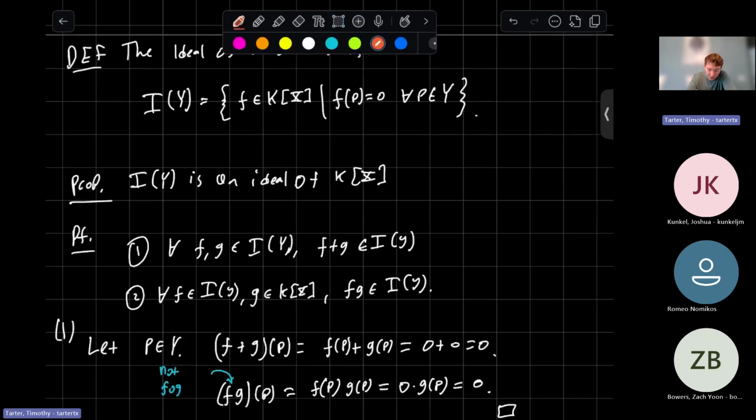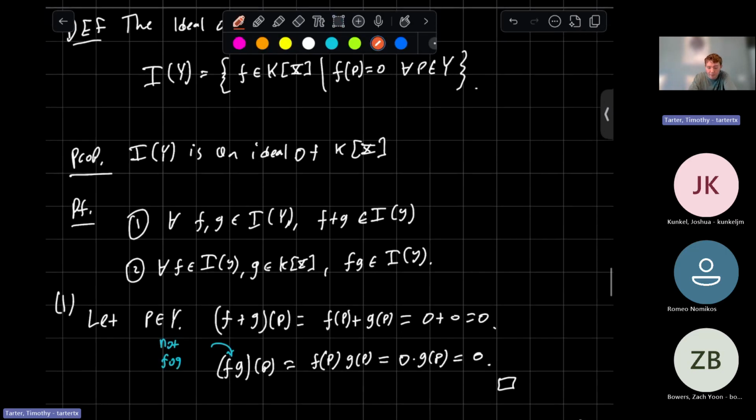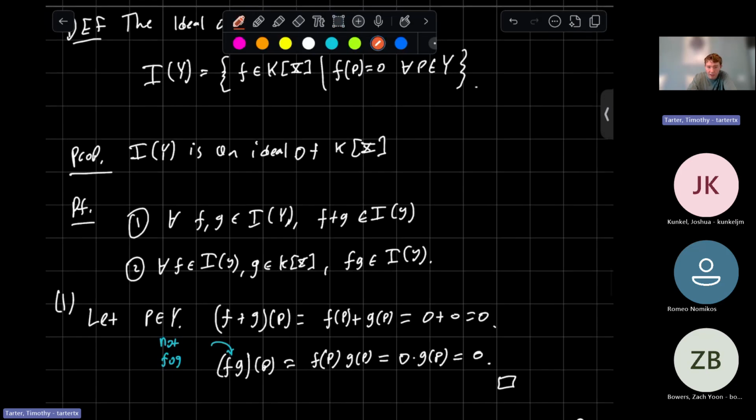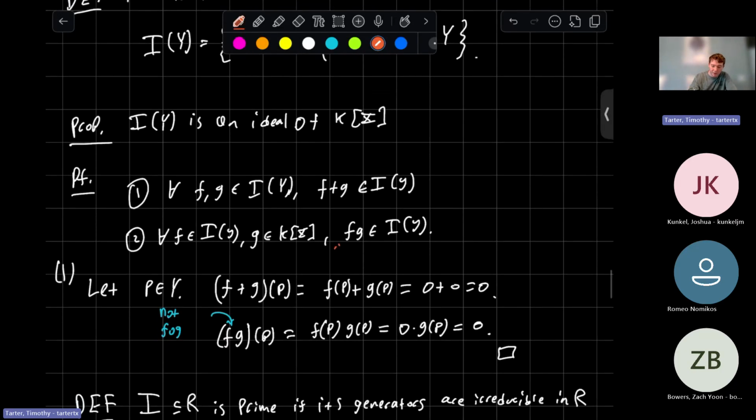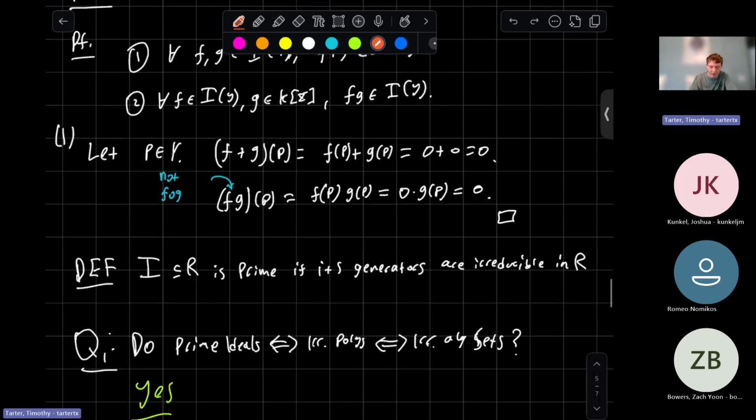Okay, so there's a proposition that just says that this is actually an ideal. The sum of two functions that vanish on a point vanishes, and similarly, the product of some random function from your polynomial ring with something from the ideal of a variety vanishes, because one of them goes to 0 and one of them doesn't. It's worth noting this is not function composition. I think there was some confusion about that the first time. This is f at a point times g at a point.